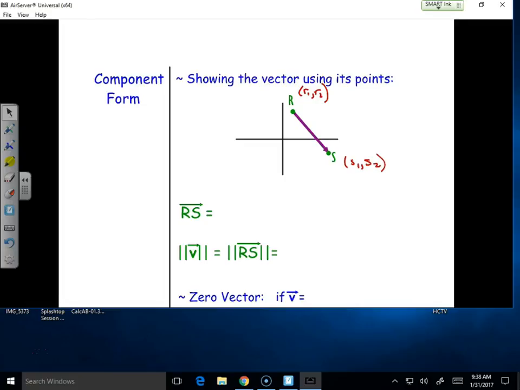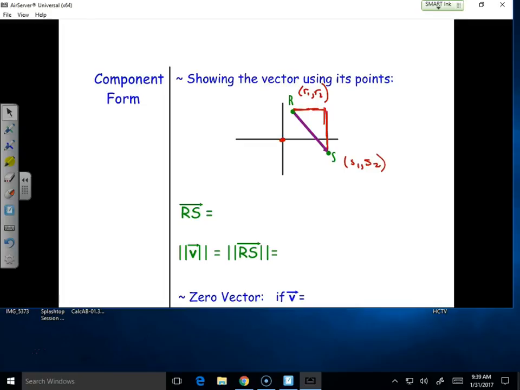If we wanted to show the vector using its points, we could write this whole paragraph about how we have an initial point at R1, R2, and a terminal point at S1, S2, and the arrow is pointed towards the S. But that doesn't sound fun if there's a shortcut mathematical way of doing it. The shortcut says, what if you were to start at 0, 0, and you wanted to show an equivalent vector? To show an equivalent vector, we would need to know how far over to go and how far down to go.